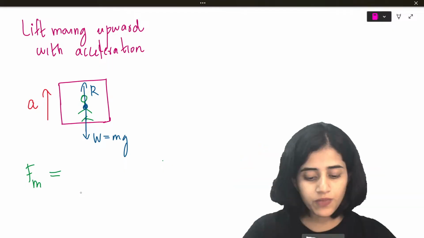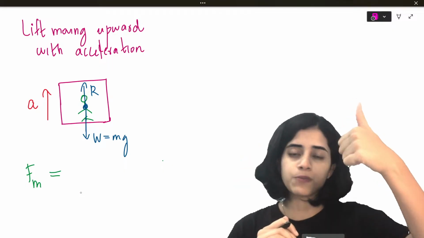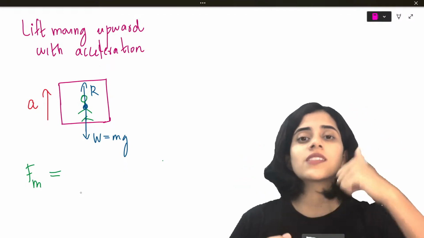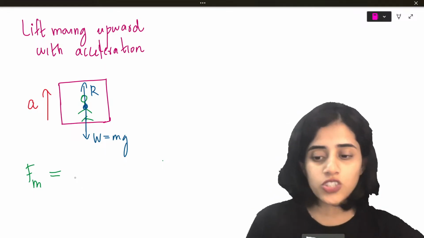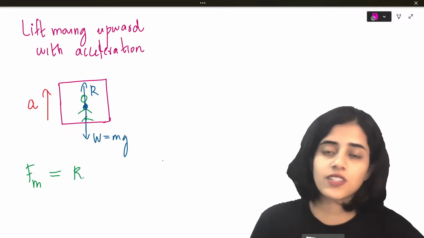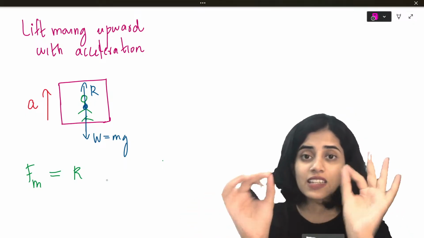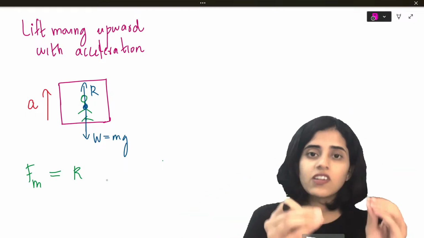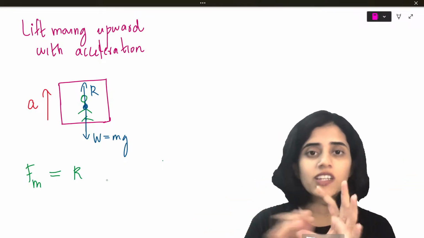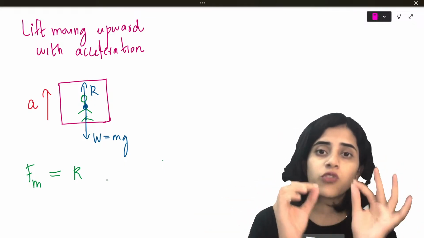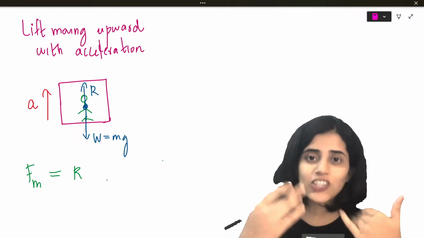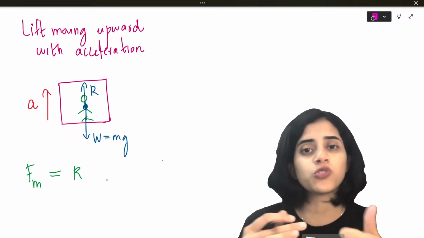For example, here, lift is moving up, acceleration is up. So which is the upward force? Normal reaction. So R you will take first. Keep that in mind. That's like a trick, a hint that you should be using. Whenever normal reaction and force are not equal, you should take first the force in the direction in which the lift is moving.